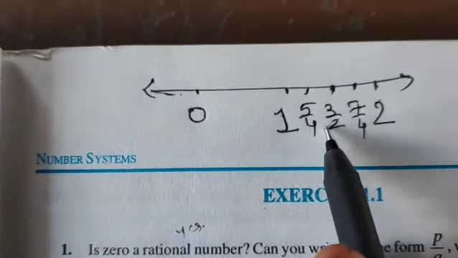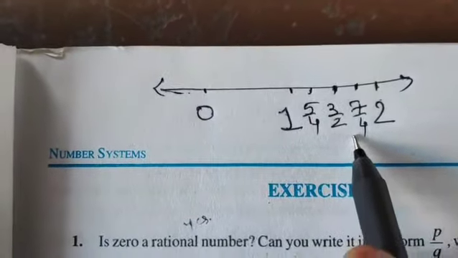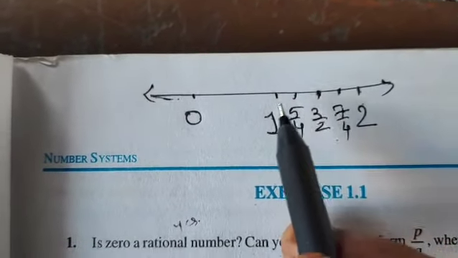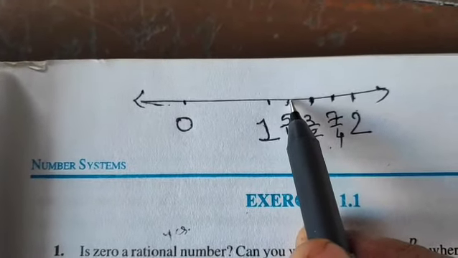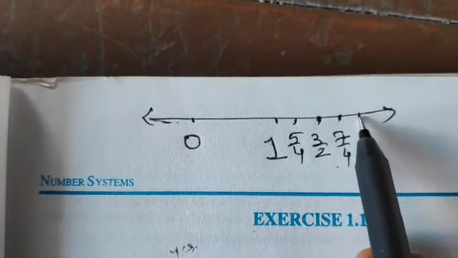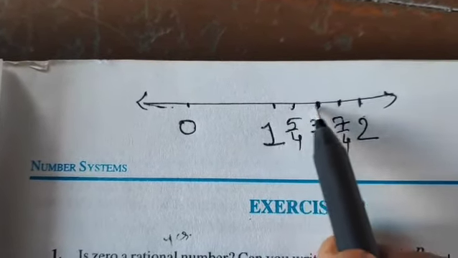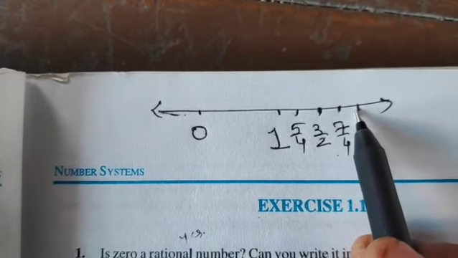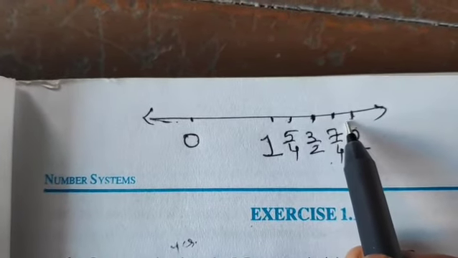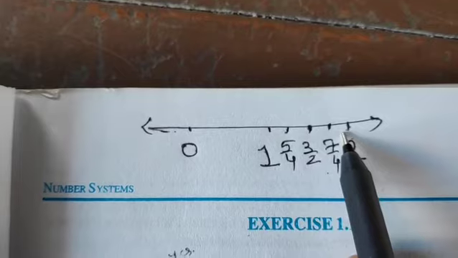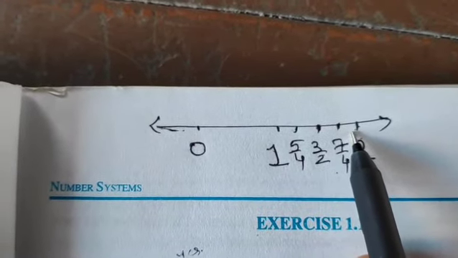So total how many numbers did you get? 3 numbers between 1 and 2. Similarly, now you can work between 1 and 5 by 4, 2 and 7 by 4, or 5 by 4 and 3 by 2, or 3 by 2 and 7 by 4. Like that you can have numerous rational numbers between 1 and 2. Is this point clear? Understood or not?